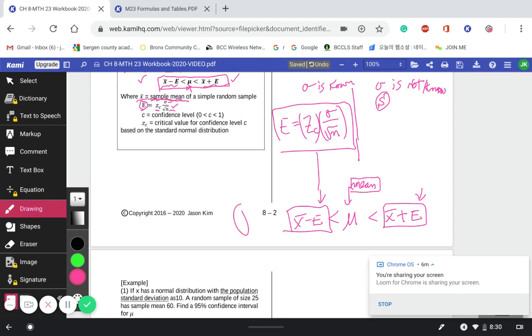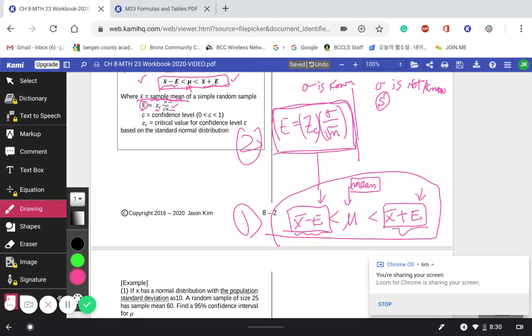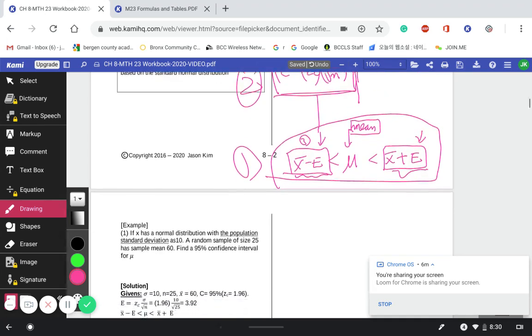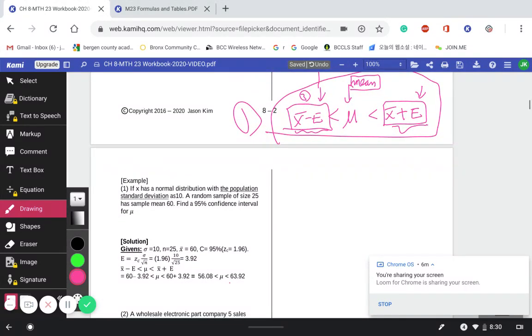Okay, number one, we're going to have the range format. Number two, we have to find the margin of error. And then you add and subtract the margin of error from the sample mean. So that's step three. So we are going to have these three steps. Okay, so now let's look at the example.